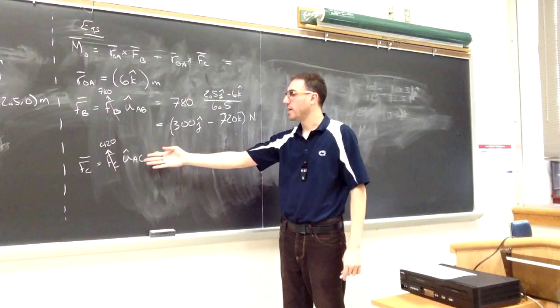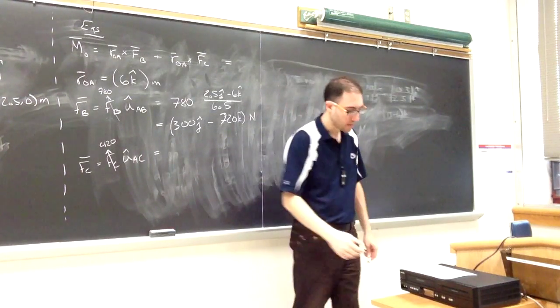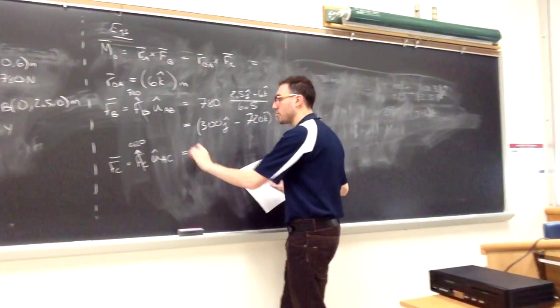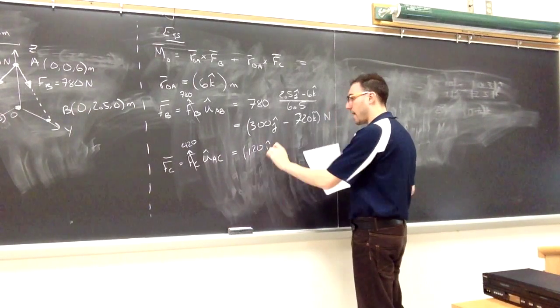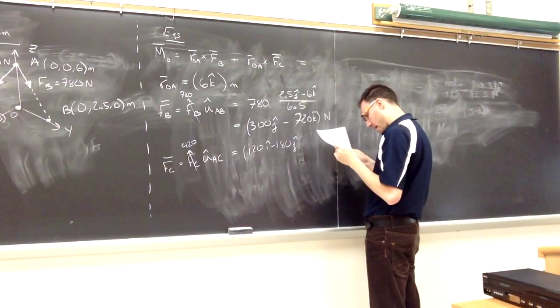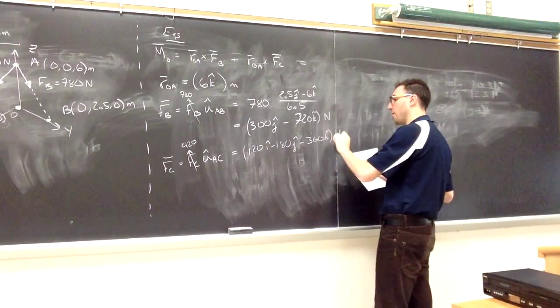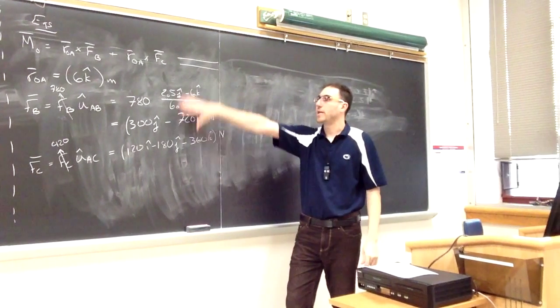Right, so 420, I won't go through the steps, but we find the unit vector U hat AC. And we can get FC in component form, which is going to be 120i minus 180j minus 360k, also newtons. Questions on these three steps?